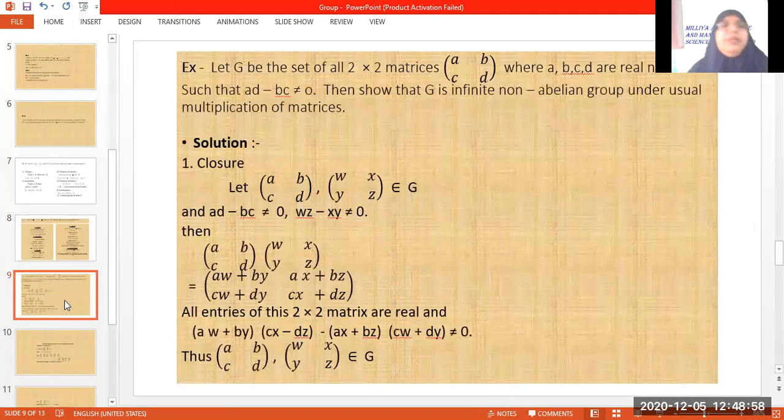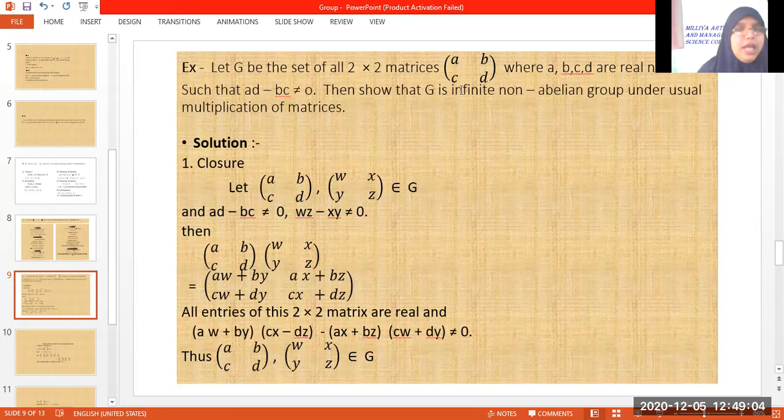Next example. If G be the set of all 2 by 2 matrices, first row A B, second row C D, where A, B, C, D are real numbers such that AD minus BC, the cross multiplication determinant, is not equal to 0, then show that G is an infinite non-abelian group under multiplication of matrices.